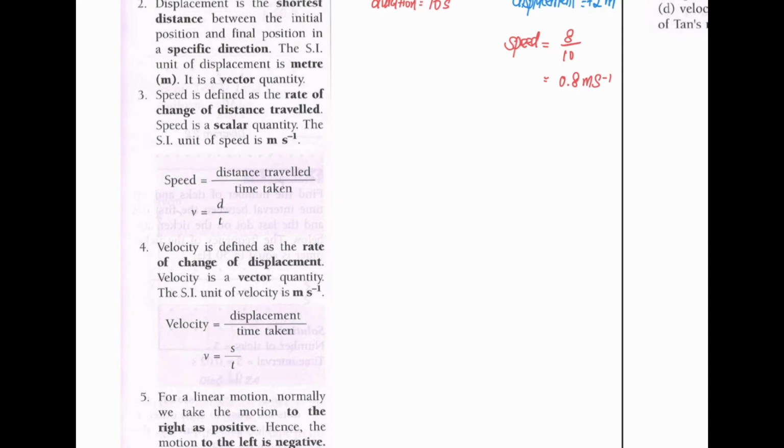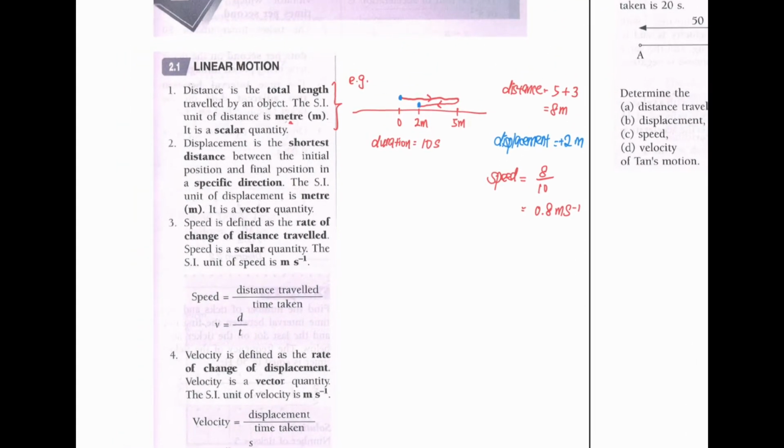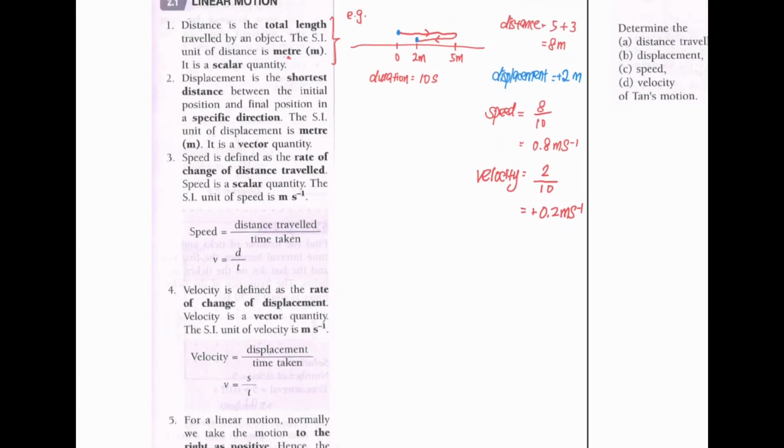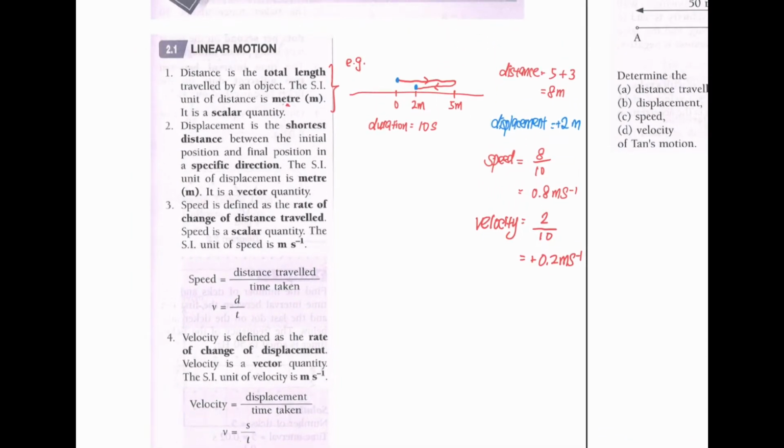Let's use this example again. I want to find the velocity. I just take the displacement 2 divided by the time 10. So the velocity is 0.2 meter per second. I put a positive here, showing that it is to the right. 0.2 meter per second. So you can see the difference: speed is distance over time, velocity is displacement over time.